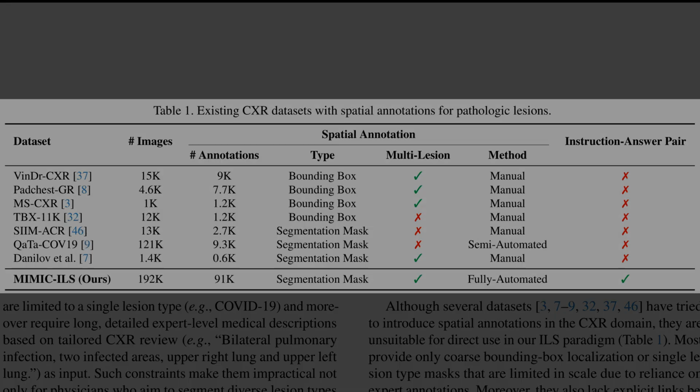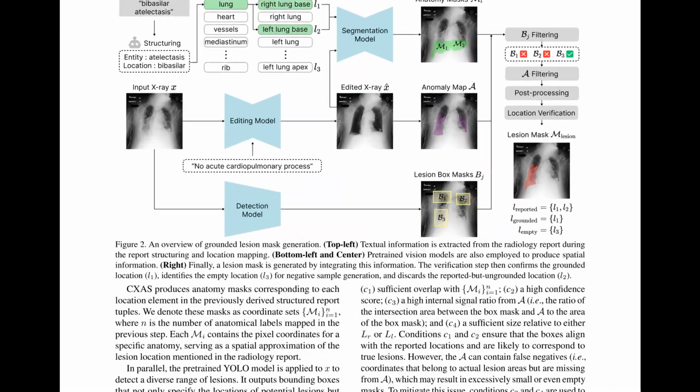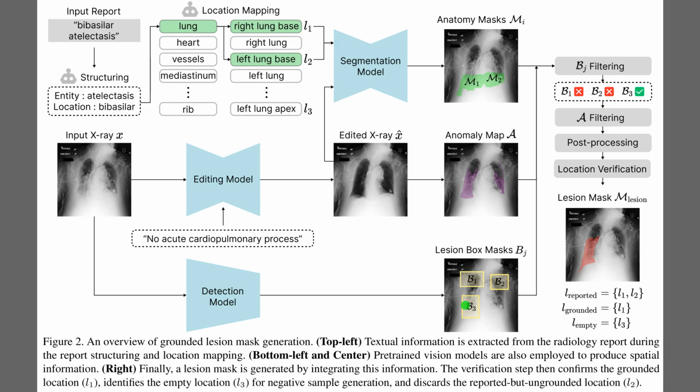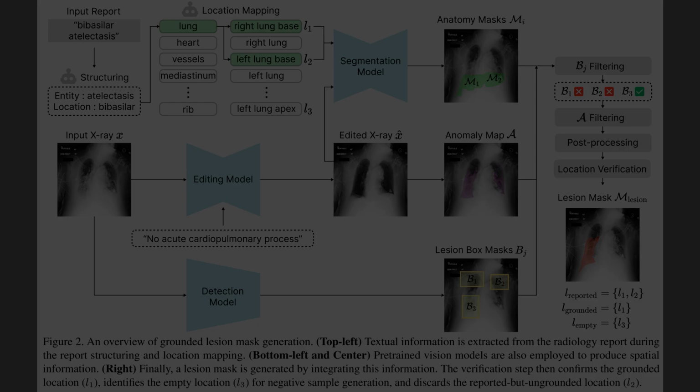instruction answer text. Figure 2 explains how the system turns a radiology report plus a chest X-ray into a precise lesion mask. The diagram shows report text being structured and mapped to anatomical regions, while vision models generate anatomy masks, anomaly maps, and lesion detection boxes. These spatial cues are filtered and combined, so the pipeline keeps only lesions that match the described locations and produces verified masks or confirmed empty regions.